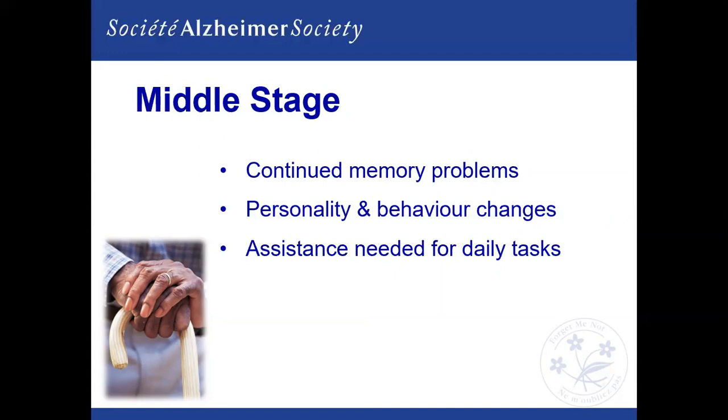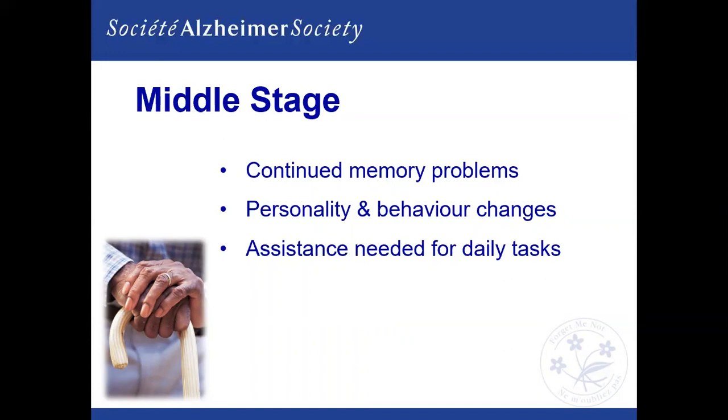The middle stage brings with it greater decline in the person's cognitive and functional abilities. Memory and other cognitive abilities will continue to deteriorate, although people in this stage may still have some awareness of their condition. We may also start to notice more changes in personality and behavior. And family members may spend more time trying to figure out what a particular behavior means or what the person with dementia is trying to communicate to them through their behavior, especially if communication through words has become more difficult.